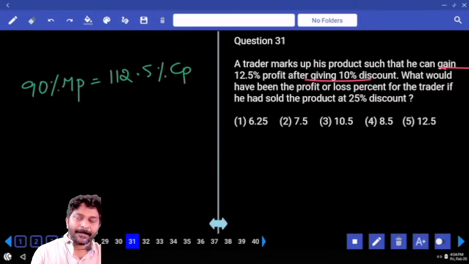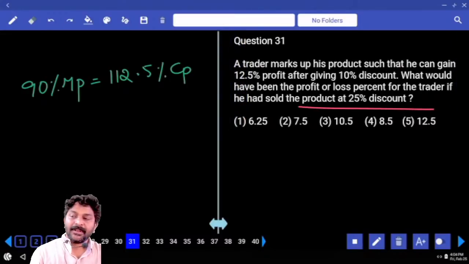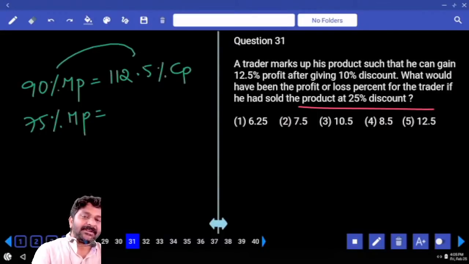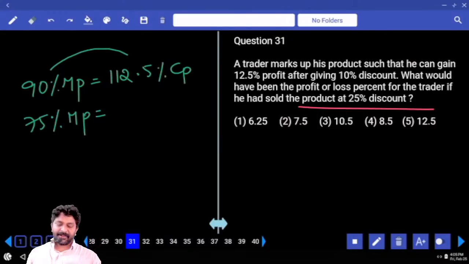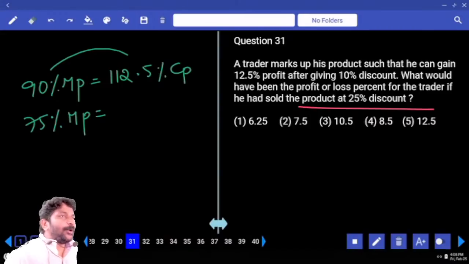Sure everybody? Right now, what percentage discount is he giving? 25%. Then selling price becomes 75% of the market price. Vertical comparison or horizontal comparison, it's up to you. Anything is fine. 90 becomes 112.5. Increased by 22.5. And you need to get 22.5 by using 90.